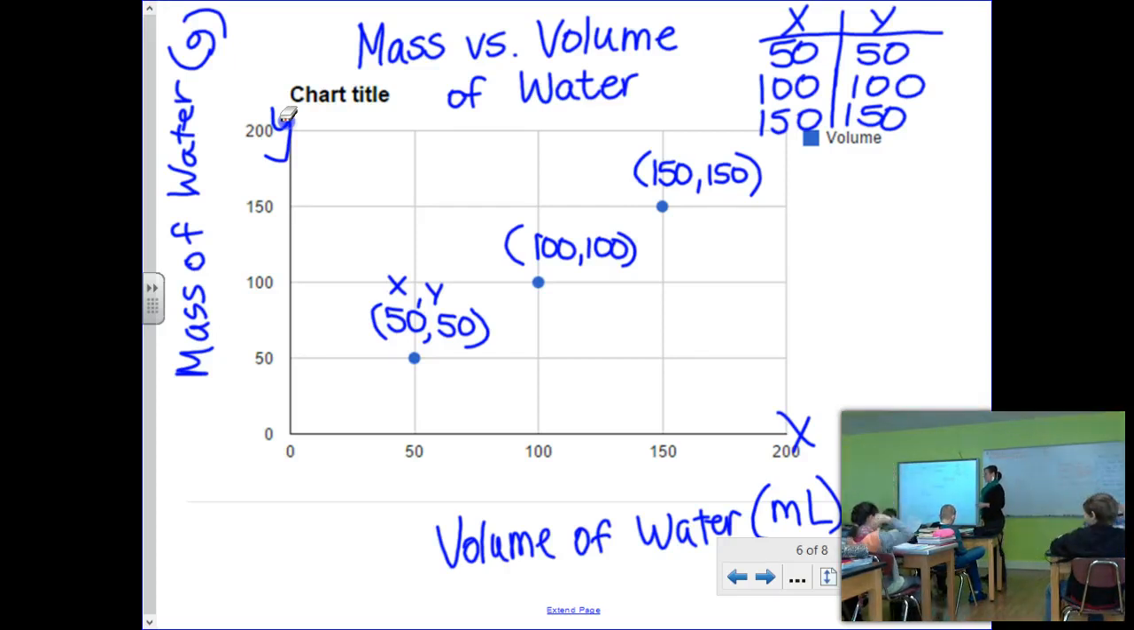Peyton? They're really close. Your guys' should have been really close. Mine, exactly the same. So if we were in a perfect world, we would have found that our points were exactly the same. Your mass and volume are exactly the same. Or for you guys, they were really, really close. Good?